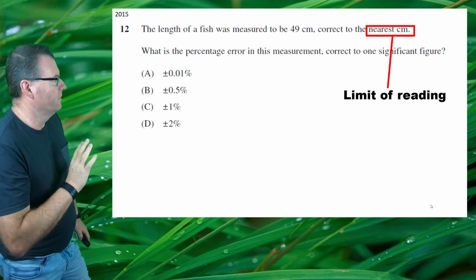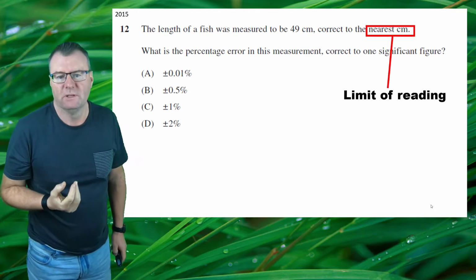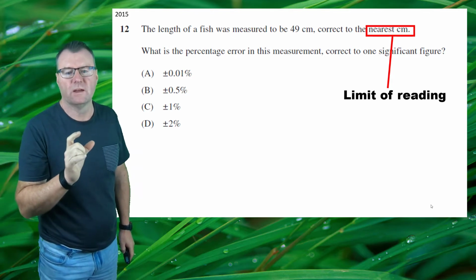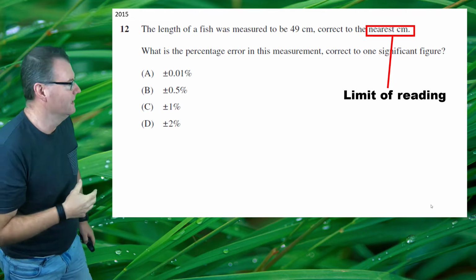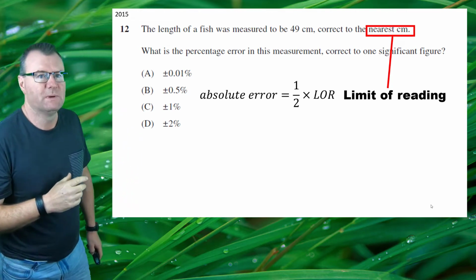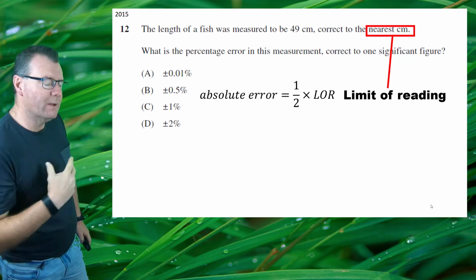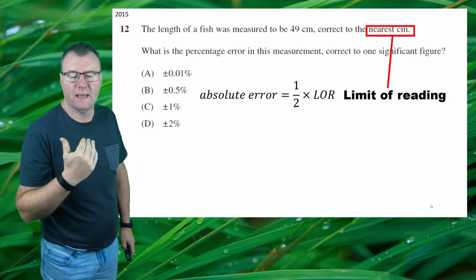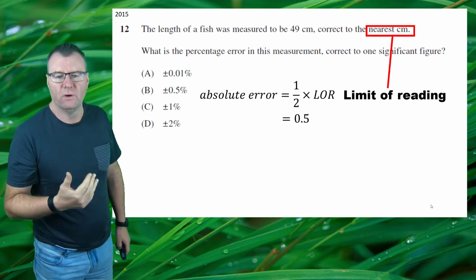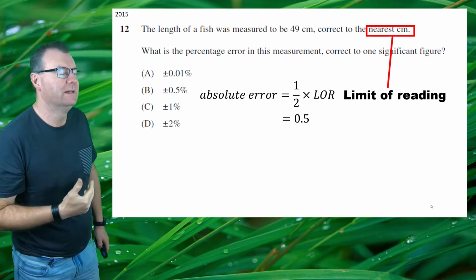Having a look at the question, the first thing I want to try and identify is what's the limit of reading. In other words, what's the smallest unit of measurement that I can record it to. Now the question tells me it was recorded to the nearest centimeter. So 1 centimeter is my limit of reading. That will allow me to work out my absolute error because absolute error is half of that limit of reading. So I have an absolute error of 0.5, half a centimeter.